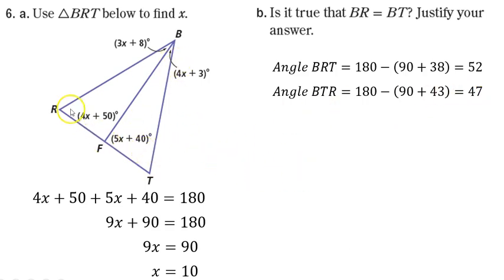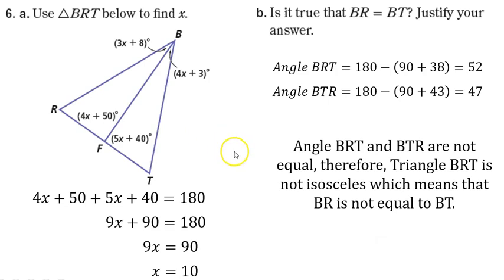So what's happened here is this angle's 52, this angle's 47. These two angles are not the same. Therefore, this is not an isosceles triangle. And if this is not an isosceles triangle, BR is not the same as BT.